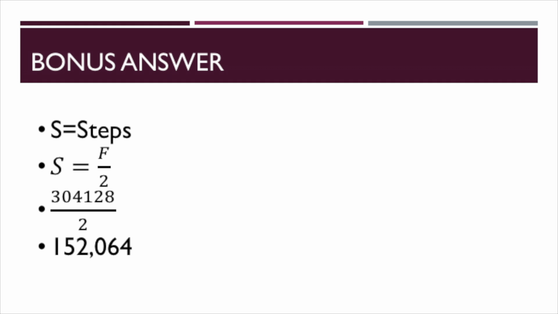Okay, so now let's see if you can figure out this bonus answer. Let's now say that S equals steps, the number of steps between Inwood and Germantown. Well, we know that for every step I take, it's 2 feet. So steps equals feet divided by 2. And we know from the previous one that it's 304,128 feet from Inwood to Germantown. So we take 304,128 divided by 2, and we get 152,064. So it's 152,064 steps from Inwood, West Virginia to Germantown, Maryland.